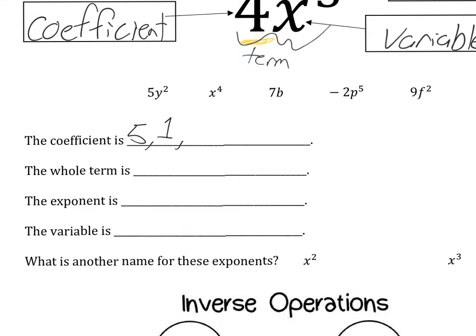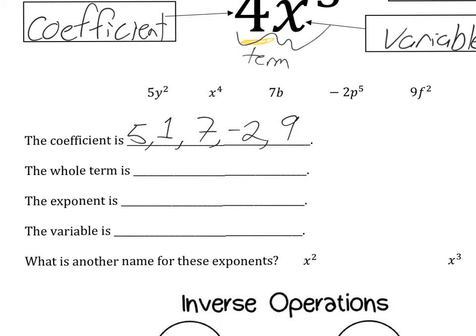What about for 7b? Well, it's 7. 7's the only thing that's up in front. Negative 2p to the 5th. What do you think that one is? Negative 2. And then 9f squared. The coefficient is 9. Perfect.